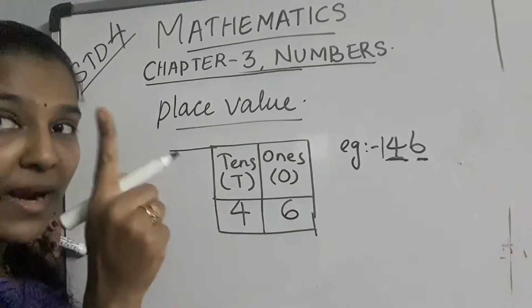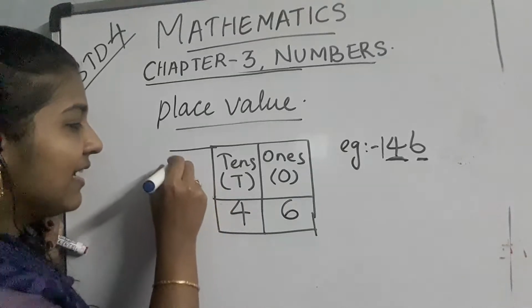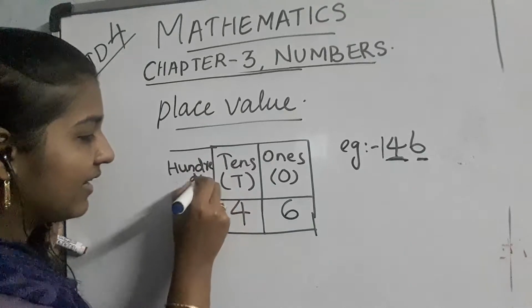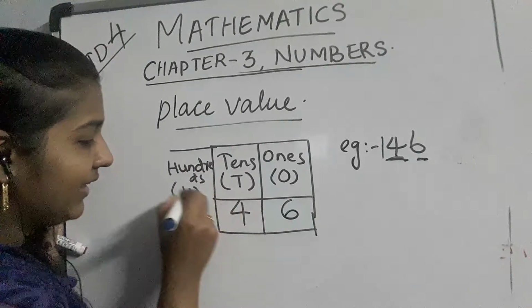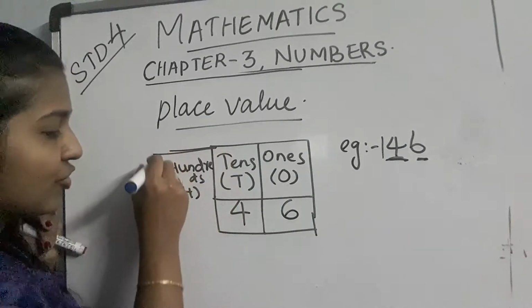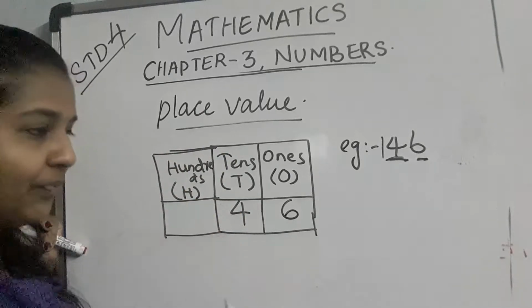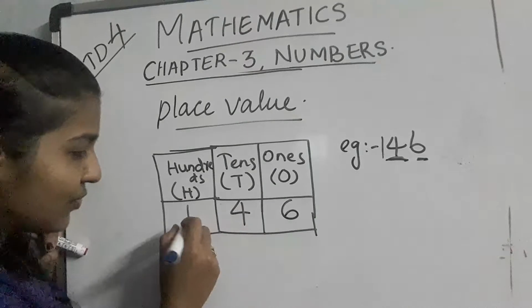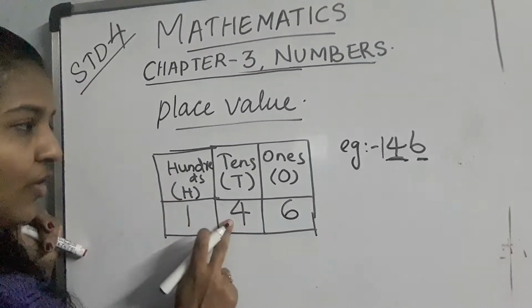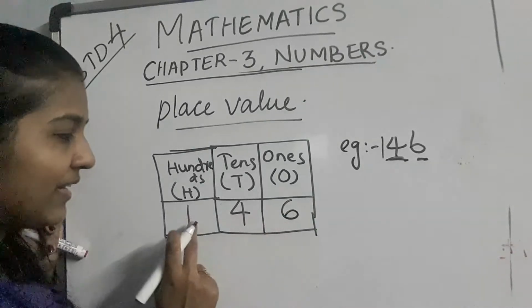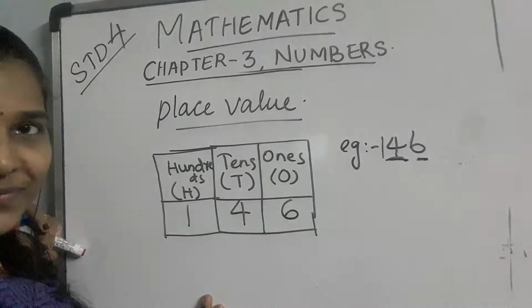Here we need one more column and that is the hundreds column. Hundreds, we can denote it by capital H. This is the hundreds column. Now we can arrange 1 hundred, 4 tens and 6 ones to show the number 146.